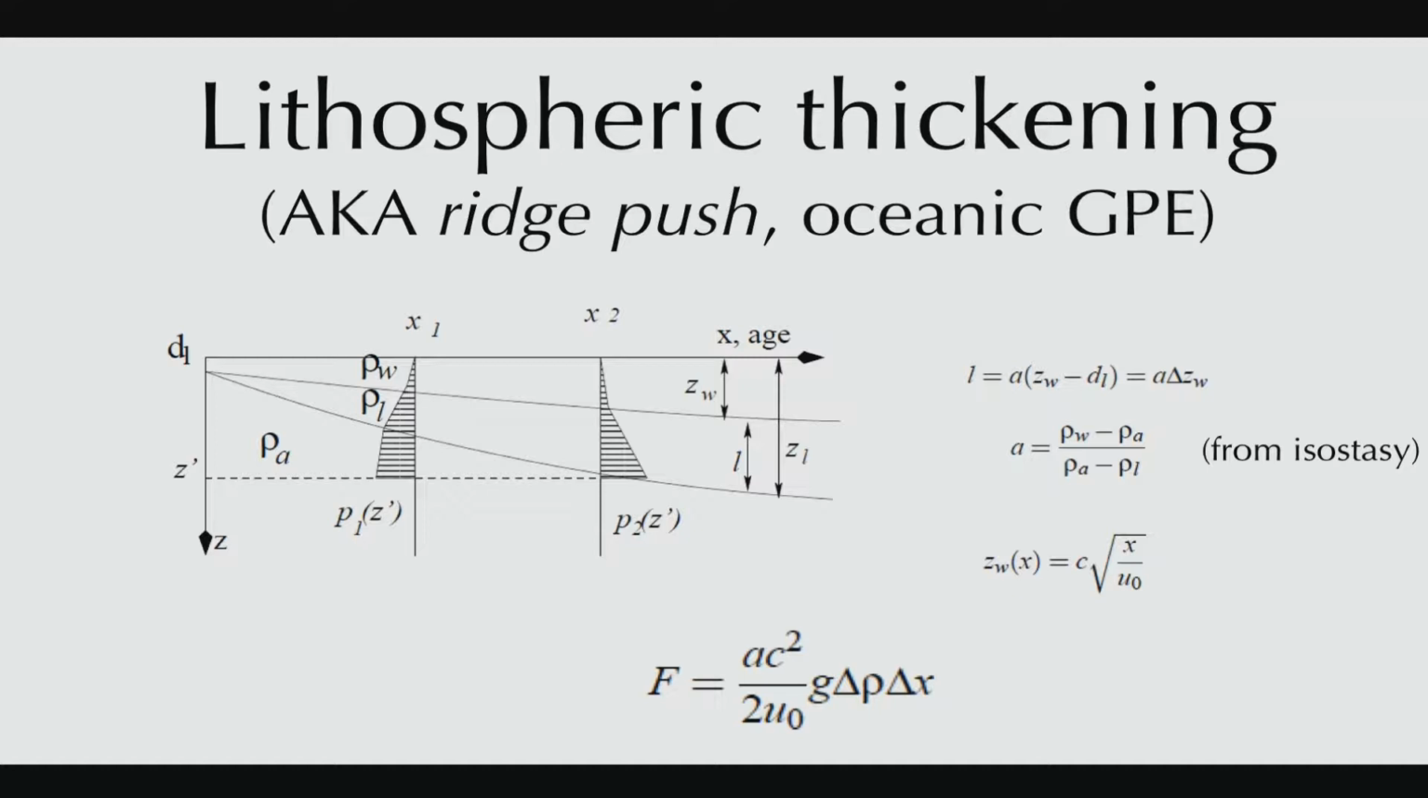We can compute the pressure within the plate, integrate over this, apply isostasy, and we get an equation for the force that corresponds to the lithospheric thickening, so-called ridge push. It has an equation here to do with isostasy, which depends on the velocity, gravitational acceleration, and density contrast, and then we have to integrate along the plate.